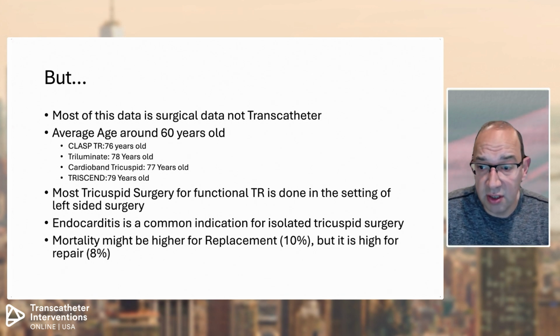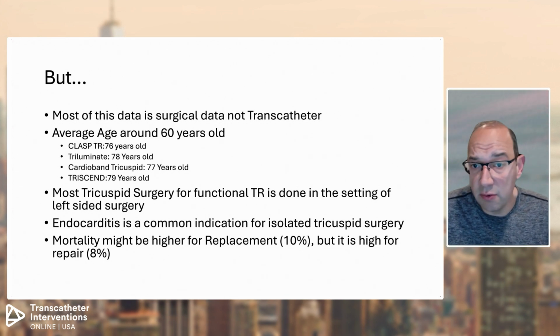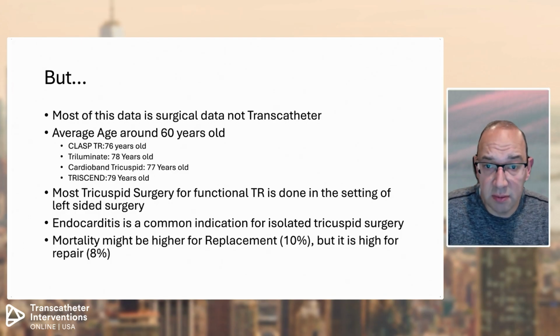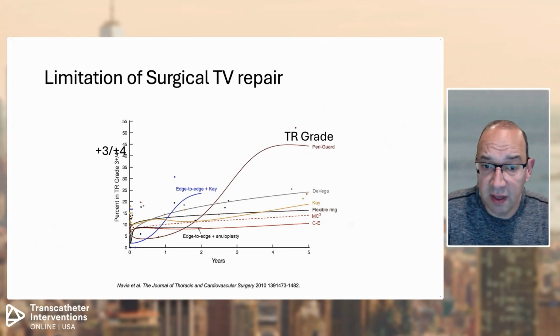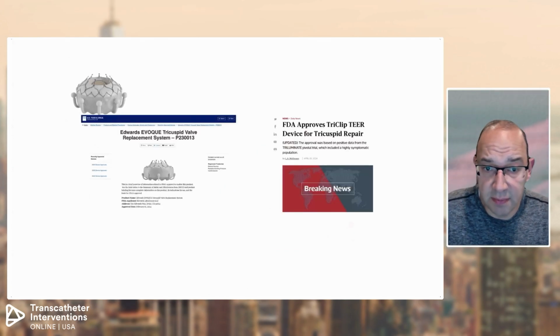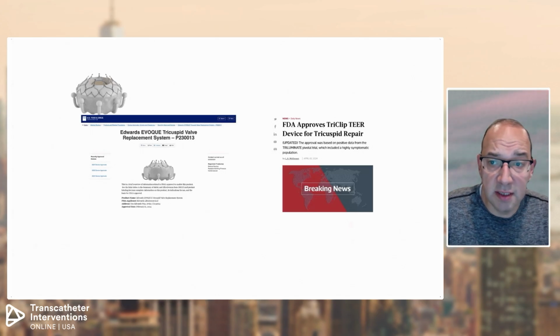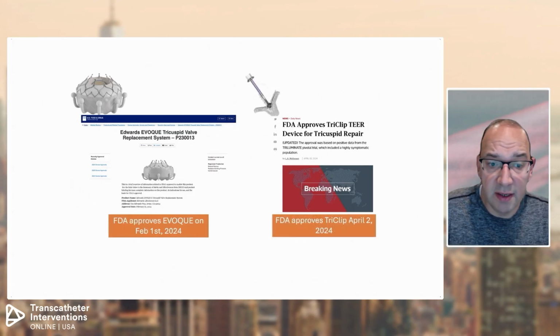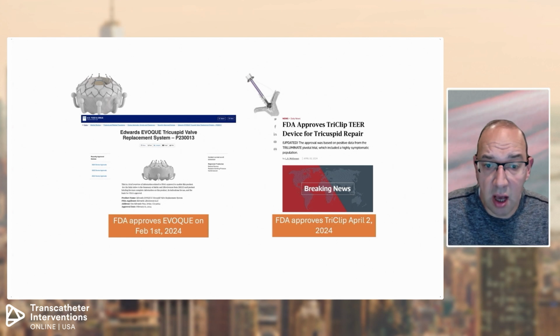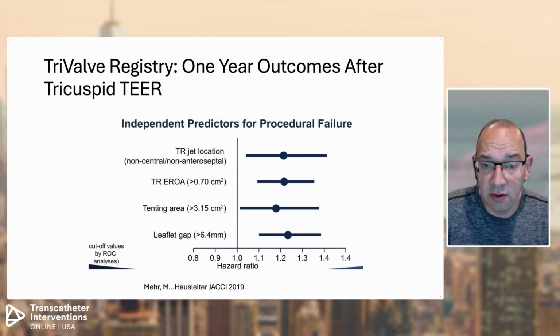Endocarditis is the most common indication for isolated tricuspid surgery, and yet the mortality varied. However, it appears, from most reports, to be higher than someone would expect. Also, there is a limitation for surgical repair in that repairs tend to fail with time, to various degrees. In the United States, a couple of years ago, two devices were approved relatively simultaneously for repair and replacement, which put the options of repairing and replacing on the table for our treating physicians as well as our patients.